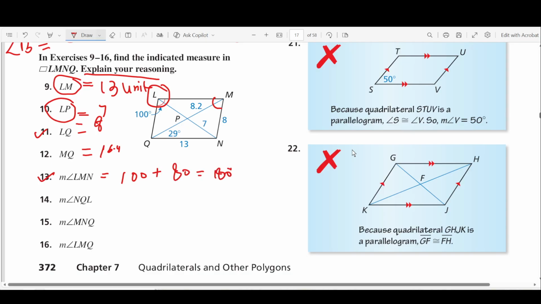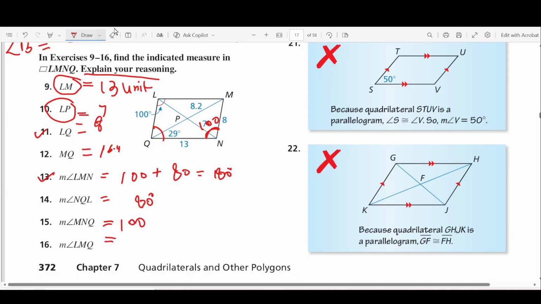Okay, great. Let's find NQL. NQL is this. 80 as well. NQL, exactly. That's also 80. Very good. Same logic. And then MNQ. MNQ. This one. And N is 100. Already said it. Very good. That's 100 because opposite angles are equal.